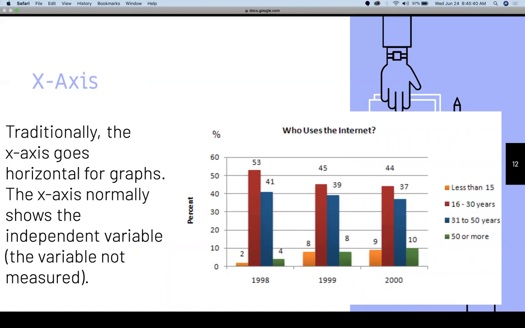So the x-axis. Traditionally, the x-axis goes horizontal for graphs. The x-axis normally shows an independent variable. What's the independent variable? The independent variable is a variable not measured. So if we look at the x-axis here, we can see that the x-axis is the year, 1998, 1999, and 2000. And traditionally, it'll go left to right. If the graph is rotated 180 degrees, then it will go vertical, and it will take the place of that y-axis we'll talk about in a second. Right. So this x-axis just tells us the year right here, right? Those three years that we are measuring, who uses the internet in that percent of age groups.